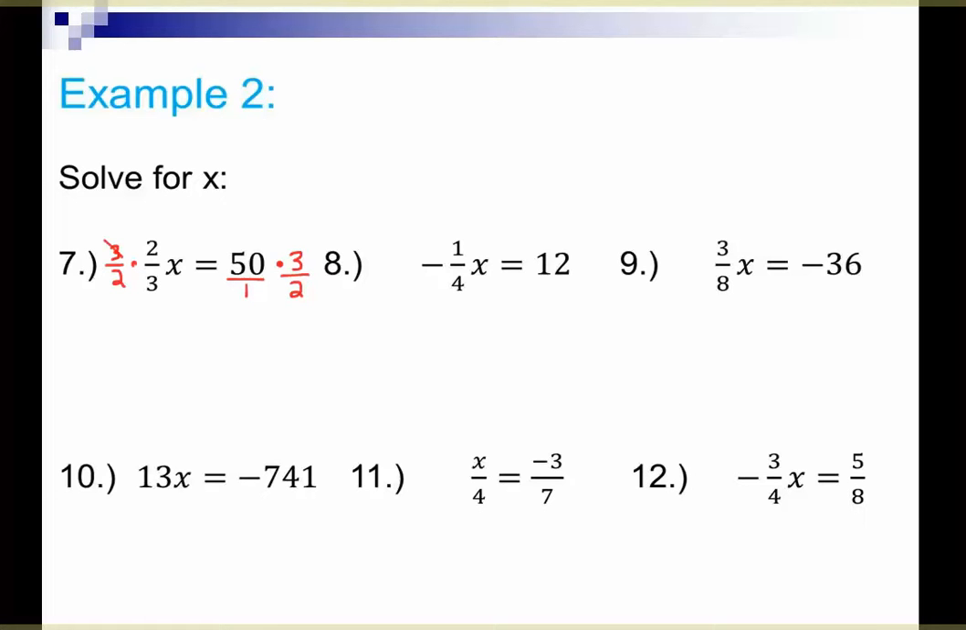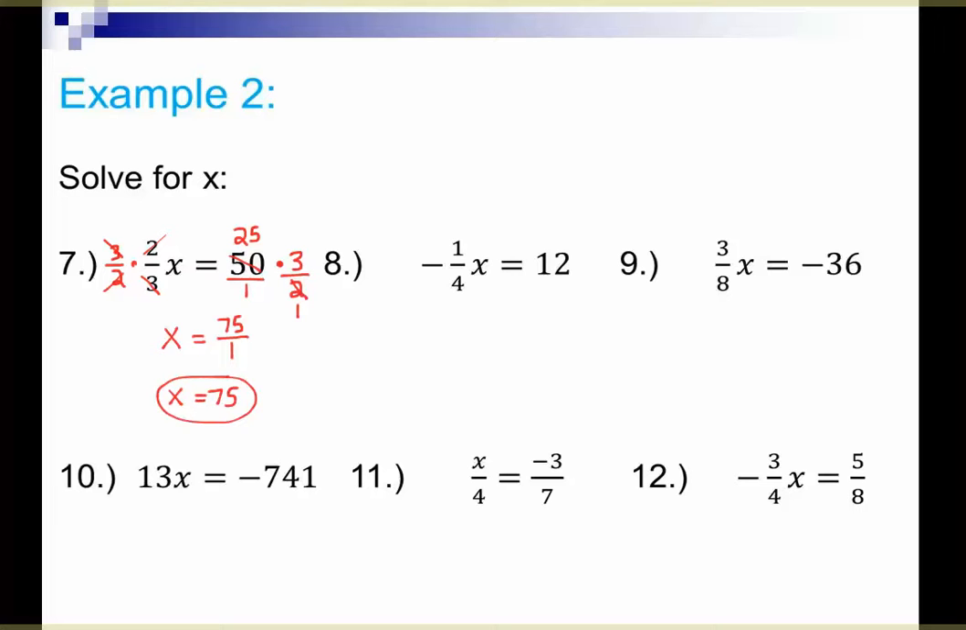3 on top, 3 on bottom, make a 1. 2 on top, 2 on bottom, make a 1. And I'm just left with plain old x. And then I have to do the multiplication here. I can cross cancel if you want. So some of you guys are going to say 50 times 3 is 150. 150 divided by 2 is 75. That's fine. Or you can go ahead and do the simplification now. 2 divided by 2 is 1. 50 divided by 2 is 25. Just cross canceling. 25 times 3 is 75. So you should get x is 75 over 1. And that simplifies to x equals 75.